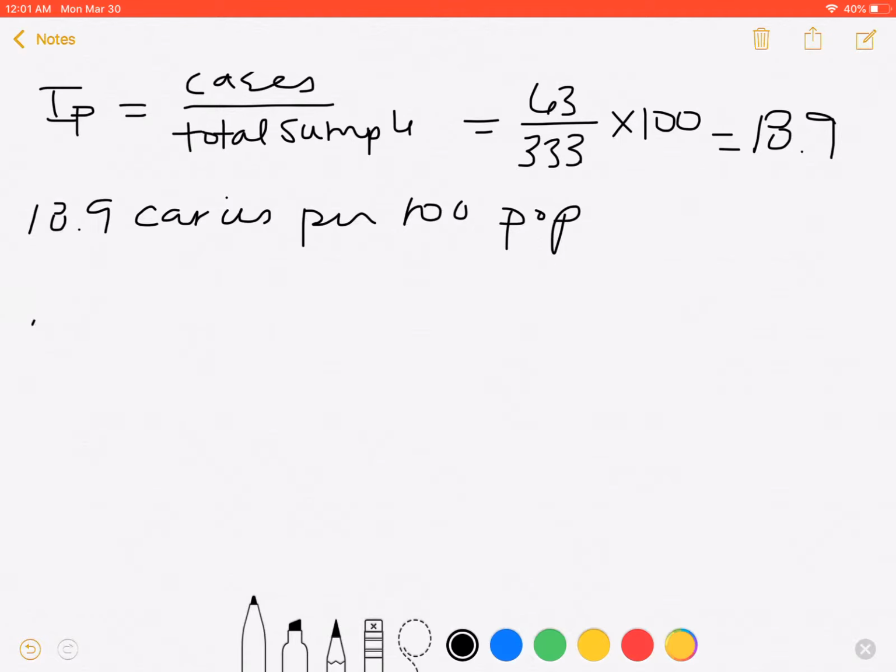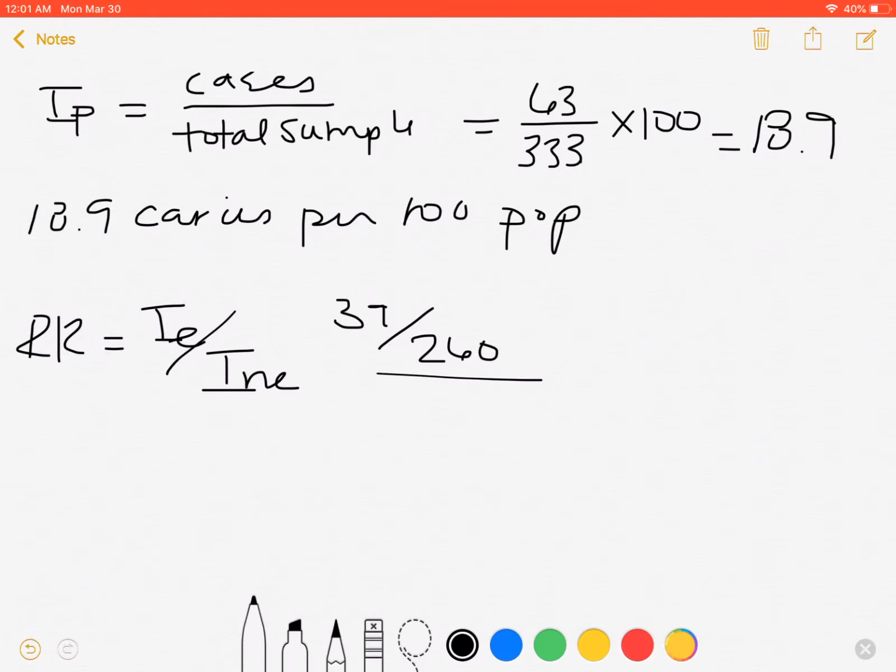All right, the next one we were calculating is relative risk. Relative risk is the incidence in the exposed over the incidence in the not exposed. So if we go and calculate this, we got 39 over 260 divided by 24 divided by 73. And if we do out that math, we come up with the answer of 0.45625, which if we're rounding is 0.5.